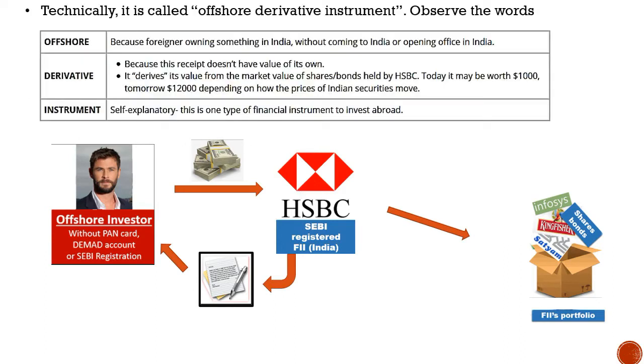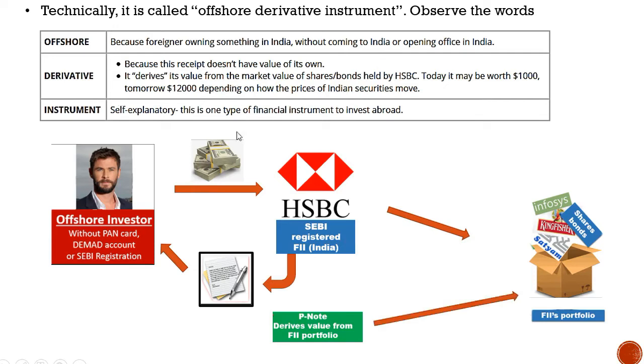Now, technically, it is also called an offshore derivative instrument. Observe those three words. Offshore, because foreigners own something in India without coming to India or opening an office in India. So that's the reason they use the word offshore. Here the foreign investor does not have anything in India, but he still owns the shares of India. Derivative, because this receipt does not have value of its own.